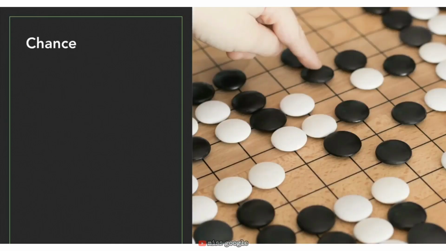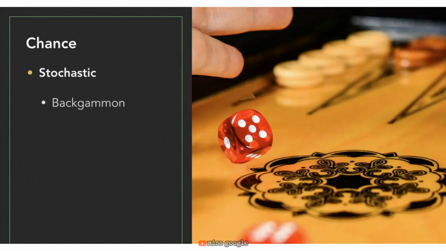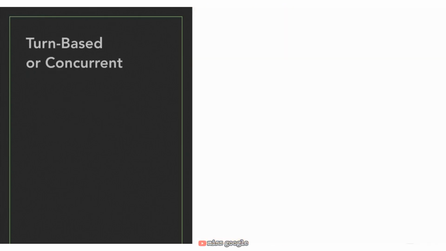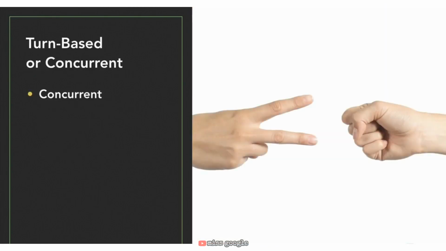Chance is another way to categorize games. There are deterministic games like chess or Go, where the intended moves are always achieved. And there are stochastic games like backgammon and poker, where the moves are determined by some random event like throwing a dice. Games may also be turn-based, like reversi or poker or chess, or they may be concurrent, like rock, paper, scissors, or pretty much any sports like soccer or basketball.